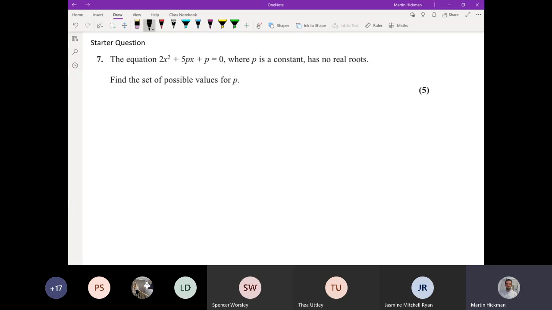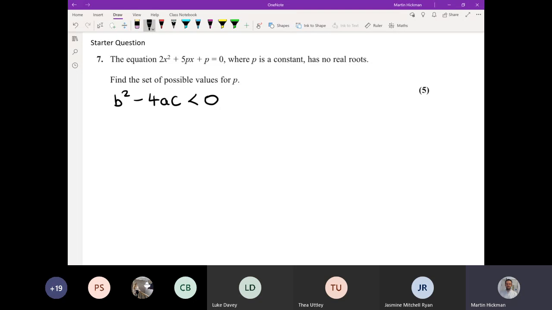Now we've got the equation as given here. We're told that p is a constant and it has no real roots. So what we can do is find the possible values for p. If we're told that there are no real roots, we know that the discriminant, b squared minus 4ac, remember that's the bit in the square root in the quadratic formula, is going to be less than 0.